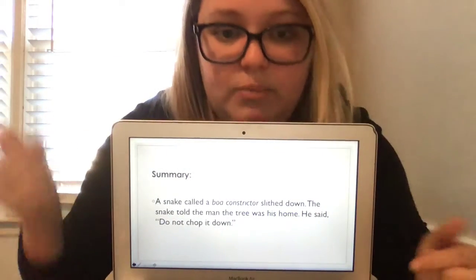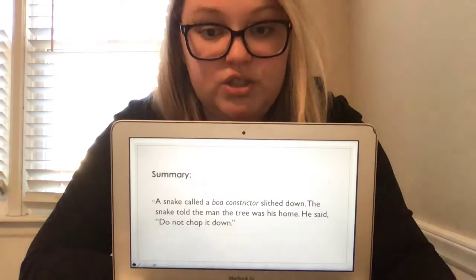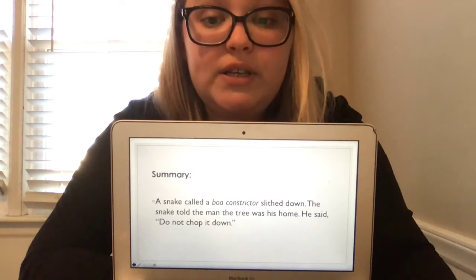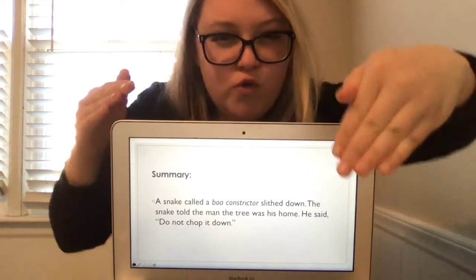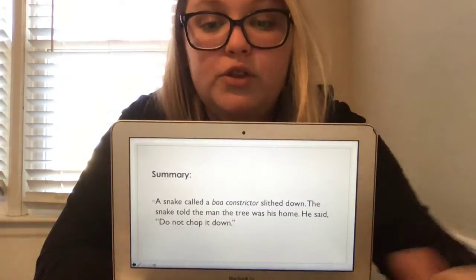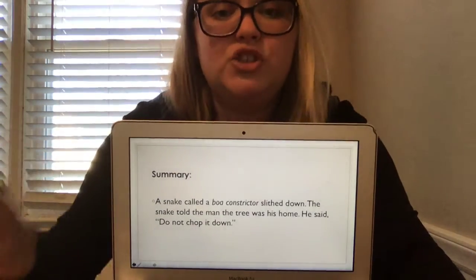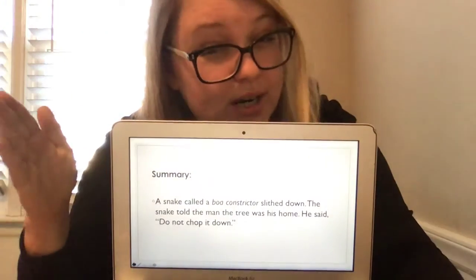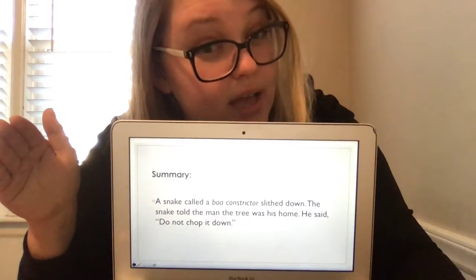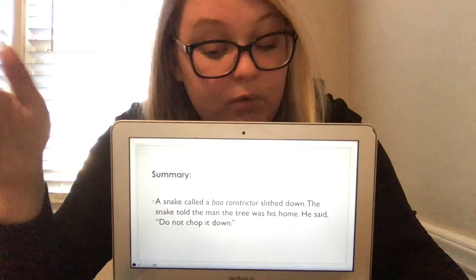So you see a lot of text, right? And then I summarized. A snake called a boa constrictor slithered down. That means he moved like this down. The snake told the man the tree was his home. He said, do not chop it down. Remember, the snake's just like the Cat in the Hat. We don't want to chop down the rainforest, right?